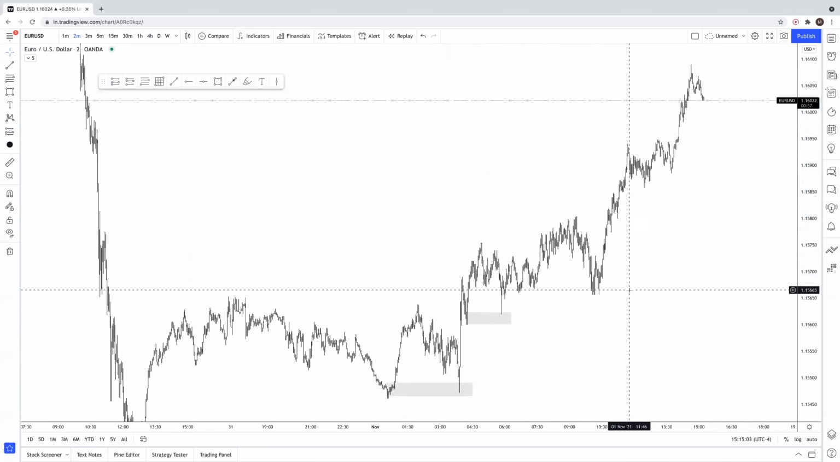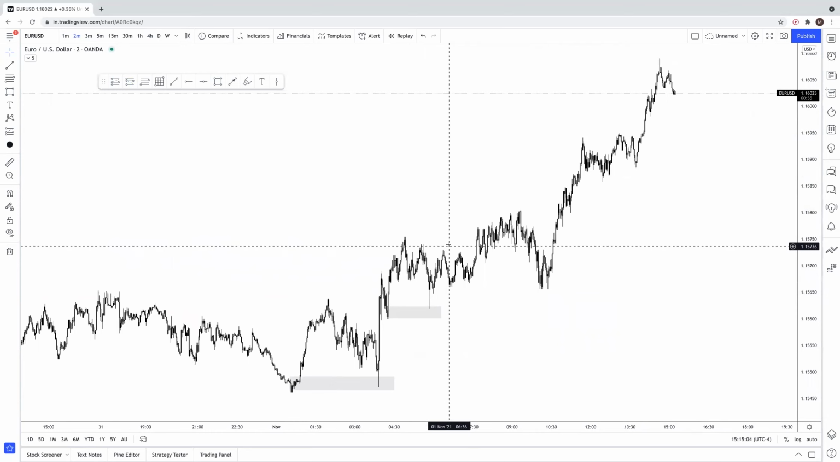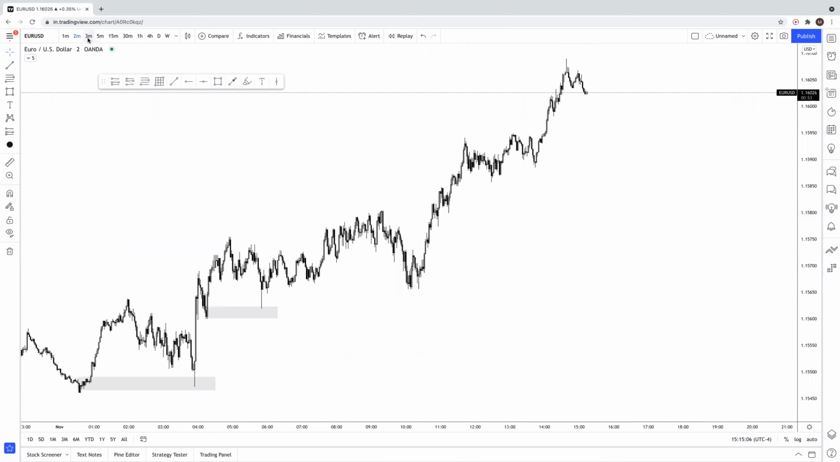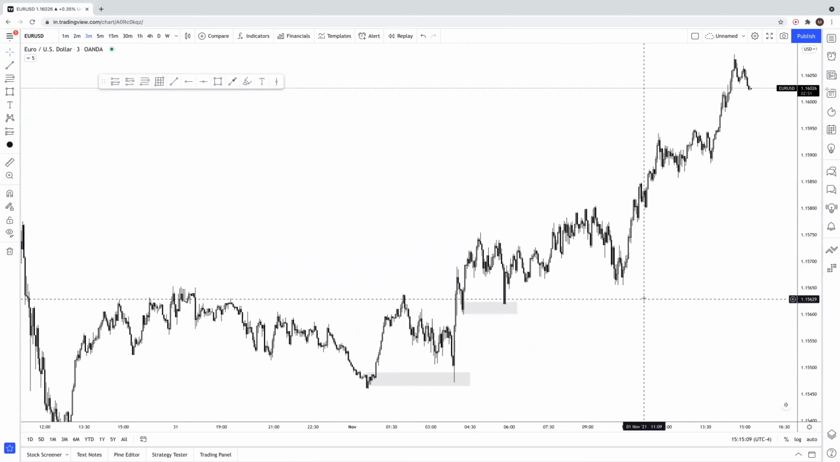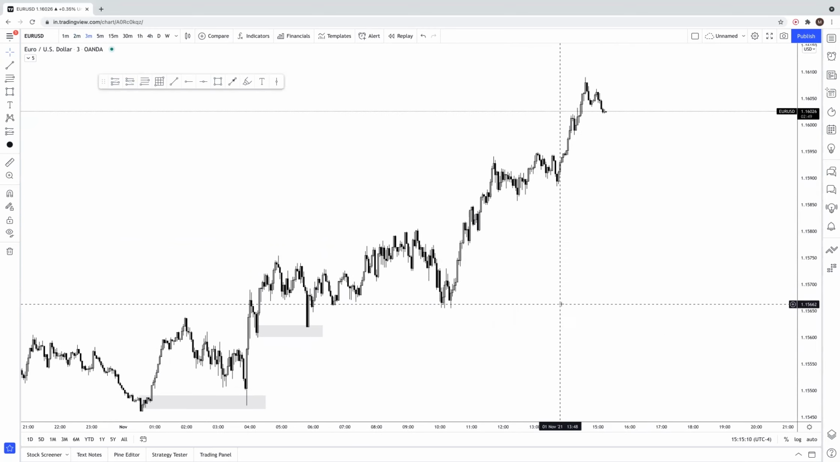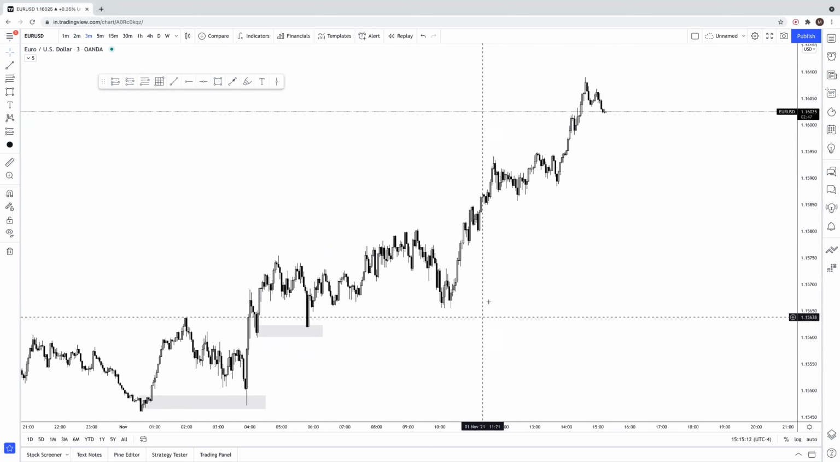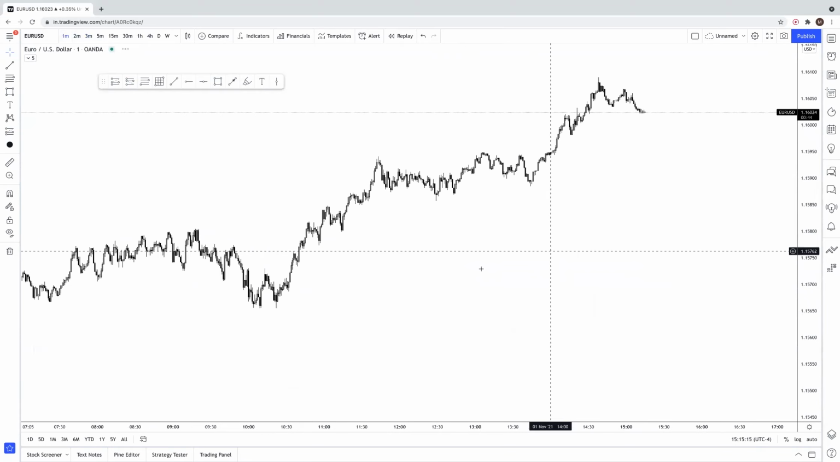I'm telling you guys, the markets give us so many opportunities. It's just about spotting them. It's about training your brain over and over and over again to spot these opportunities. Now for me, those are the only trades that I would personally take today on EU.